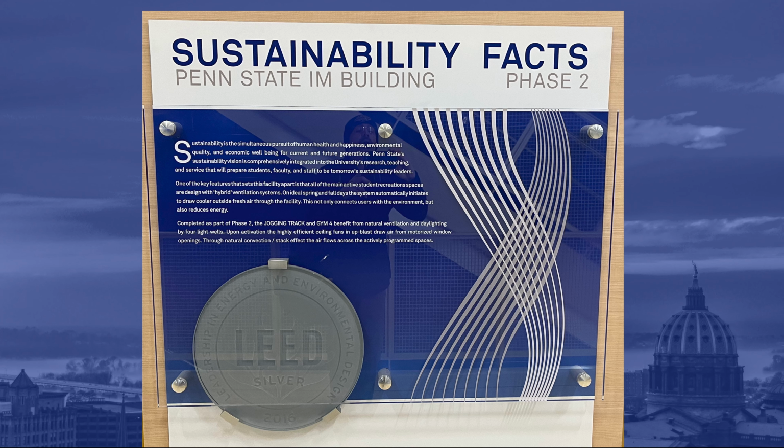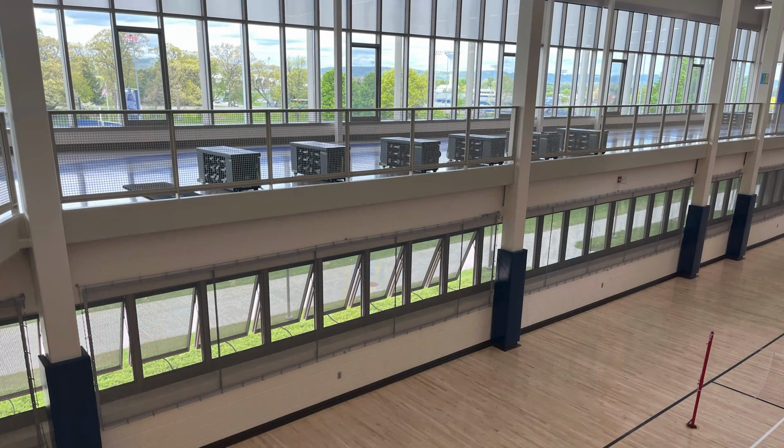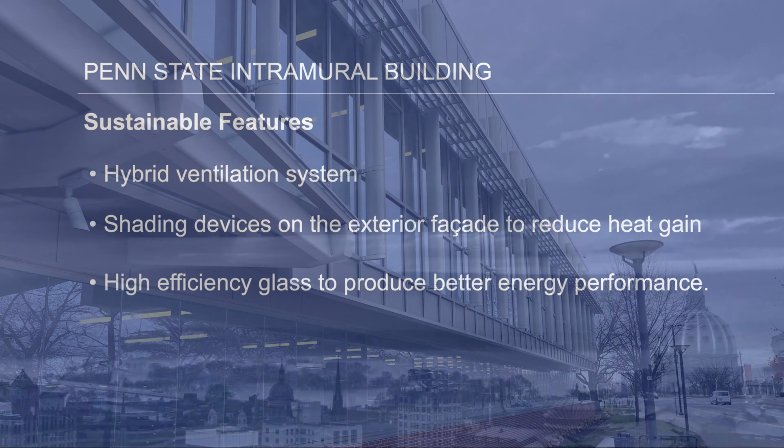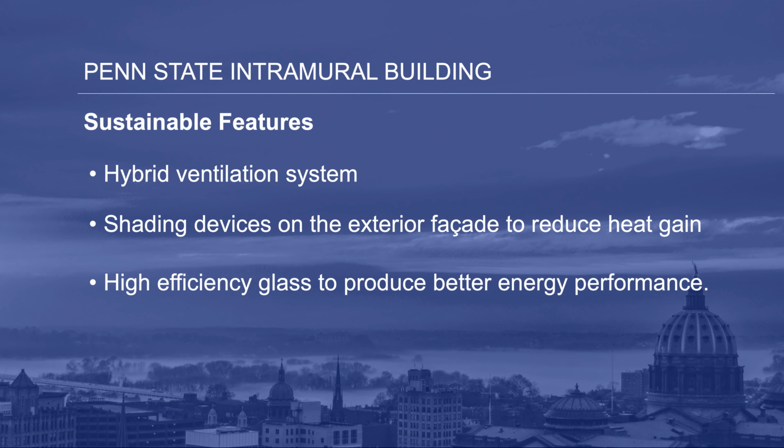Next, let's take a look at the intramural building at Penn State. First, my favorite feature, a hybrid ventilation system that actually turns off the mechanical systems when outdoor air conditions allow, in order to save energy and provide fresh air to the facility. Shading devices on the exterior facade to reduce heat gain, and high-efficiency glass to produce better energy performance.